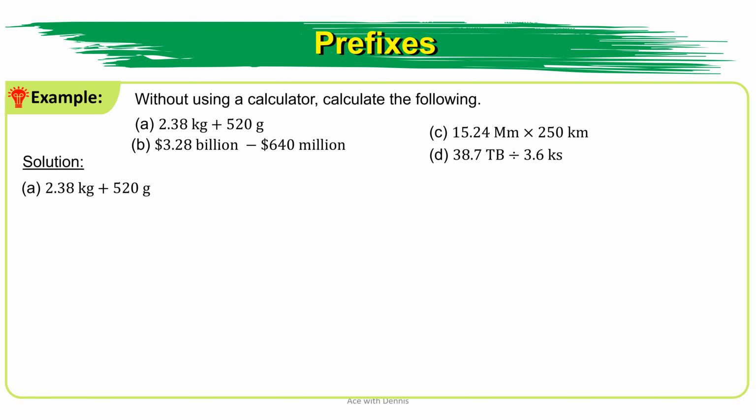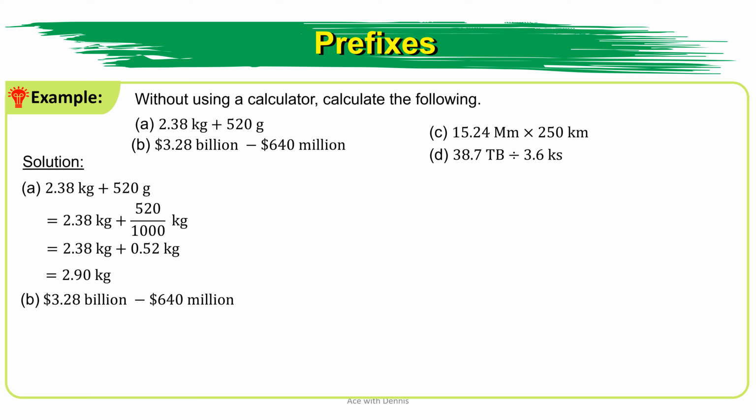Here is the solution. For A, 2.38 kg plus 520 g. Similar to the previous example, we need to standardize the unit. So, we usually choose the larger unit, which in this case is kilogram. So, it will be 2.38 kilograms plus 520 divided by 1000 kilograms. As the gram changed to kilogram, we need to divide the value by 1000. So which will give us 2.38 kg plus 0.52 kg, and the answer is 2.90 kg.